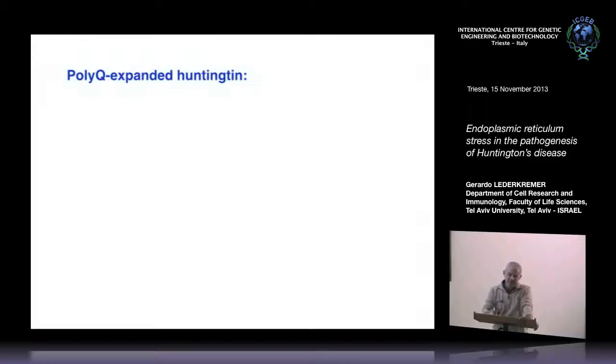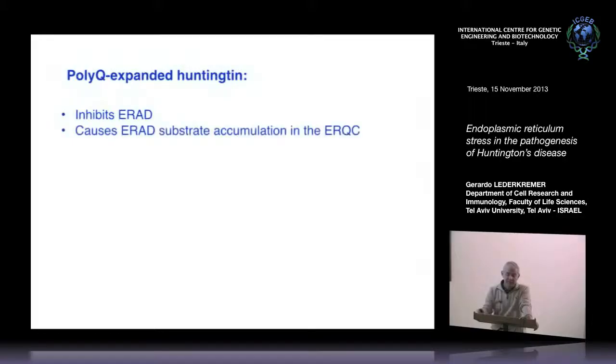So what do we have so far? That Huntingtin, the pathogenic form, inhibits ERAD. It causes the accumulation of misfolded proteins in the ER, causes ER stress, activation of the three branches, as I showed you.